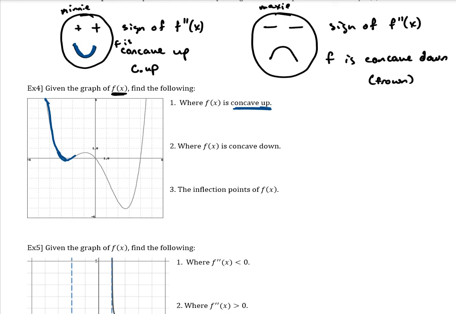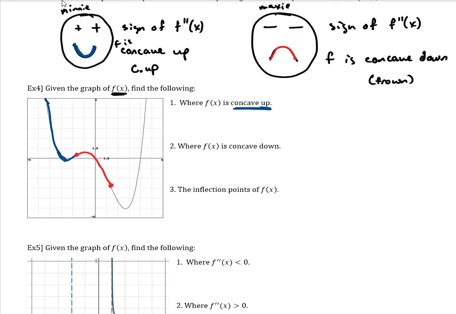So it looks like a cup until about probably there, and then it starts to frown. So where I have a frown looking thing, about there, put a big dot. And so we're eyeballing it. We don't know exactly where, but probably about here.